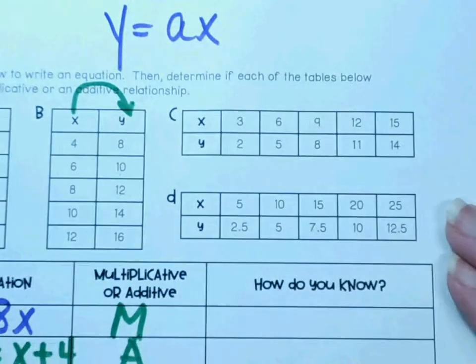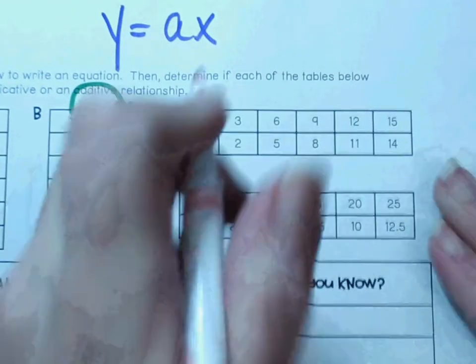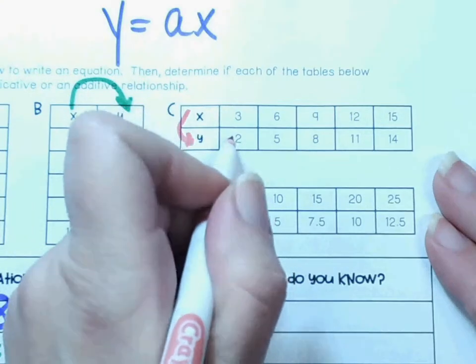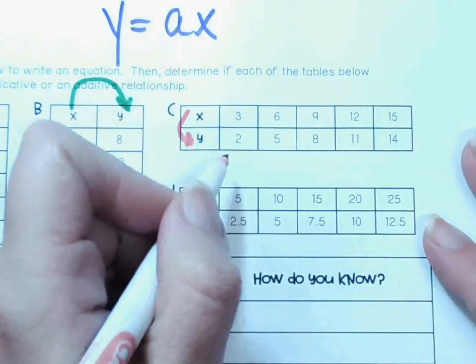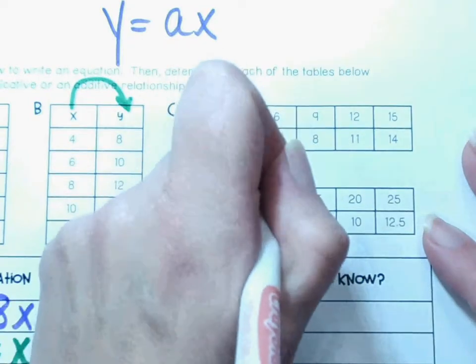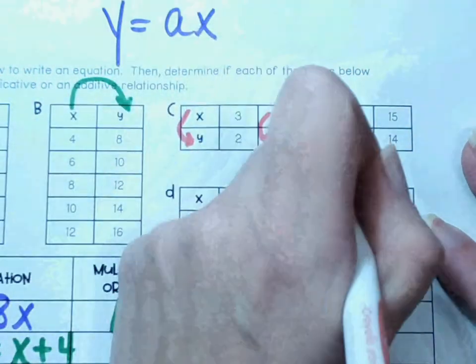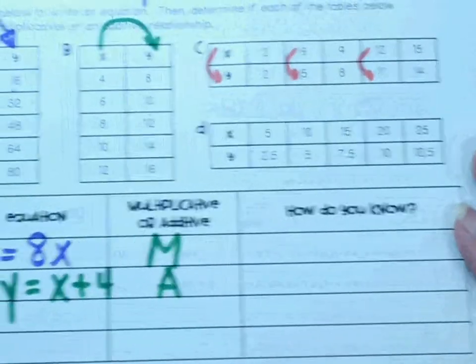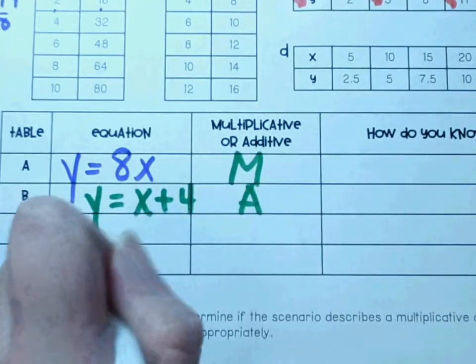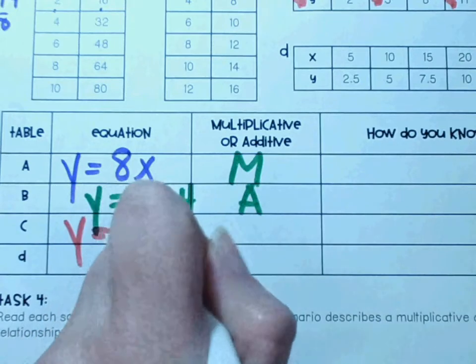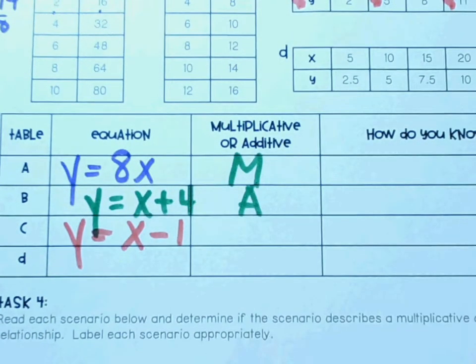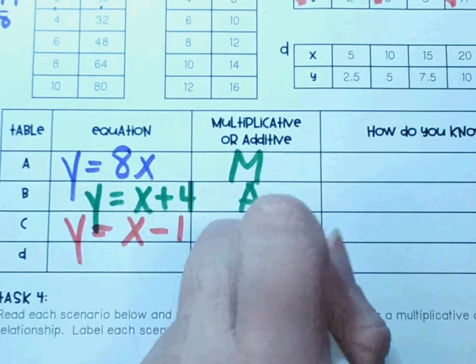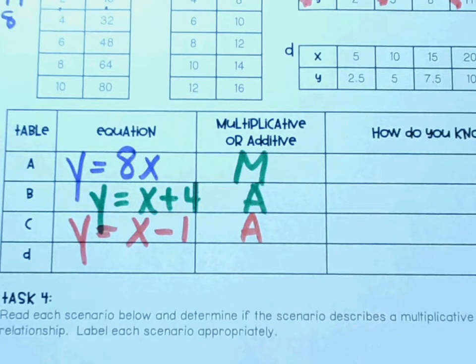All right, let's look at C real quick. How do we get from 3 to 2? Not plus 1. Subtract 1. Is that the same from getting to 6 to 5? How about 12 to 11? So my equation is going to be y equals x minus 1. Is that multiplicative or additive? If you had to pick one, what would it be? Additive. Remember that subtraction can be changed to addition, as well as adding and subtracting are cousins.